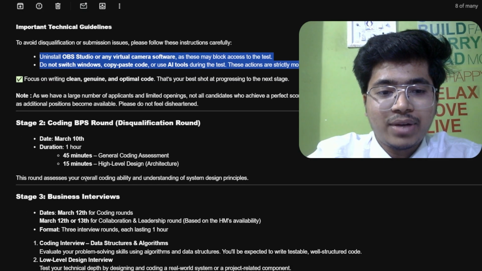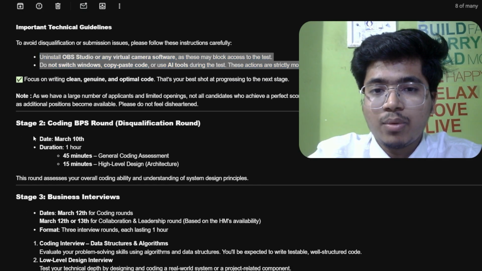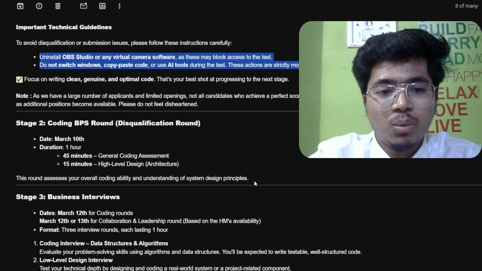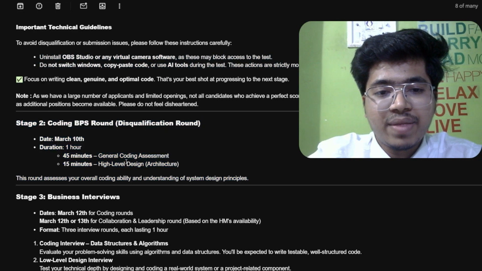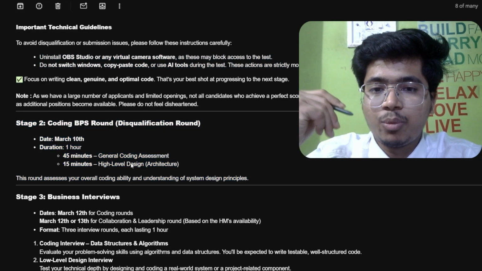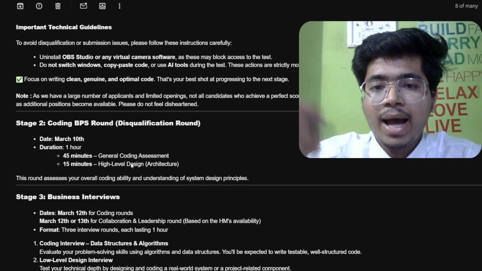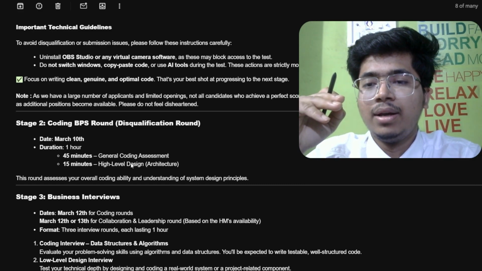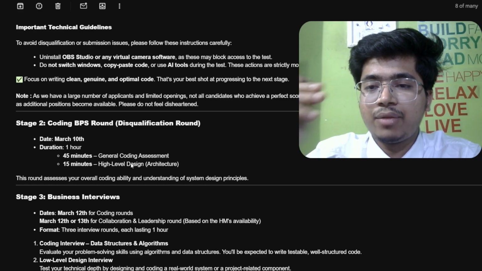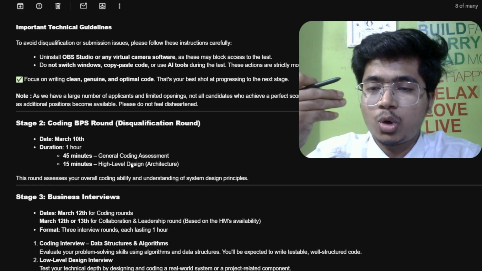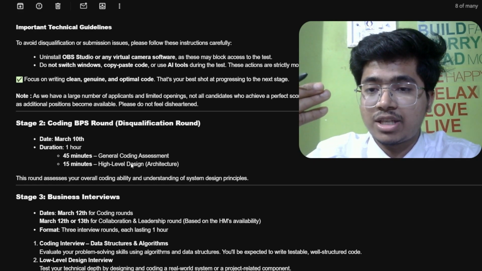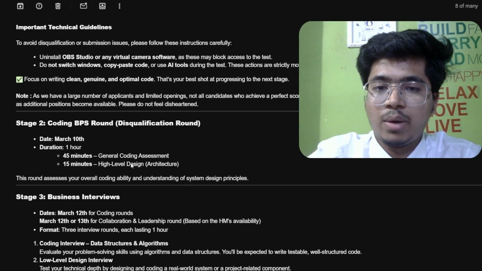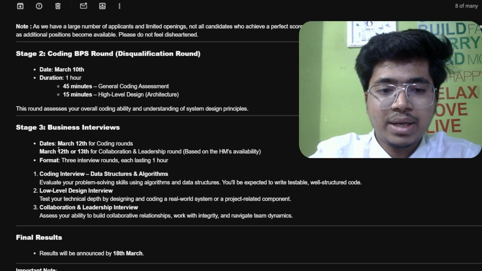Second, if you qualify in that round, you will be moved to the second round on March 10, which consists of a general coding assessment. They will give you another round of coding and high level design. This is very important for Uber, that they ask high level design. You might be thinking, what is high level design? If you are preparing for top tier companies like Uber, Databricks, Stripe, then you should know high level design also. Now after step 3, in the onsite interview, there are 3 coding rounds.